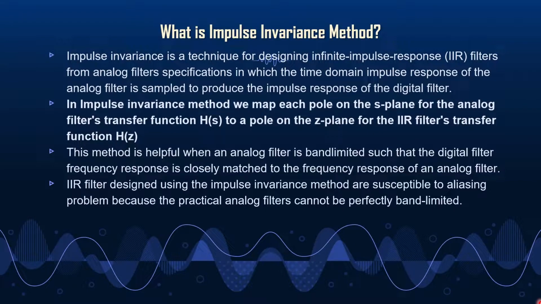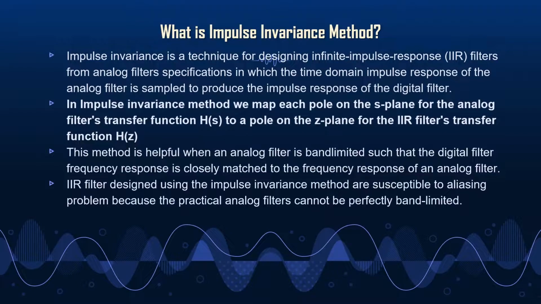In the Impulse Invariance method, we map each pole on the S-plane for the analog filter's transfer function H(s) to a pole on the Z-plane of the IIR filter's transfer function H(z). This method is helpful when an analog filter is band limited, such that the digital filter frequency response is closely matched to the frequency response of the analog filter.